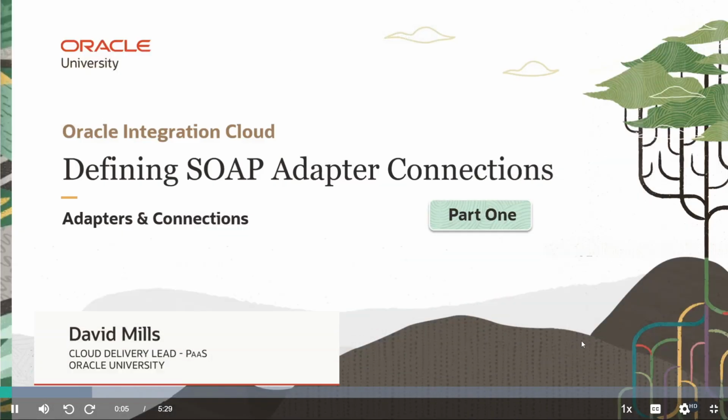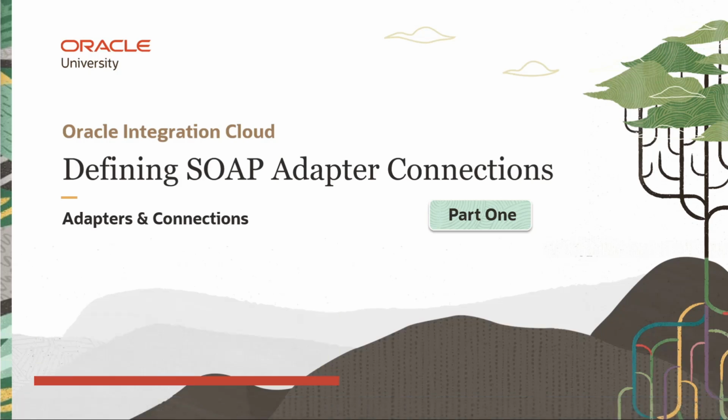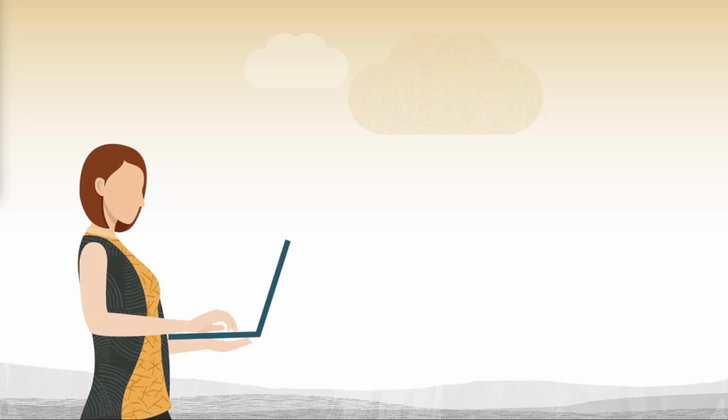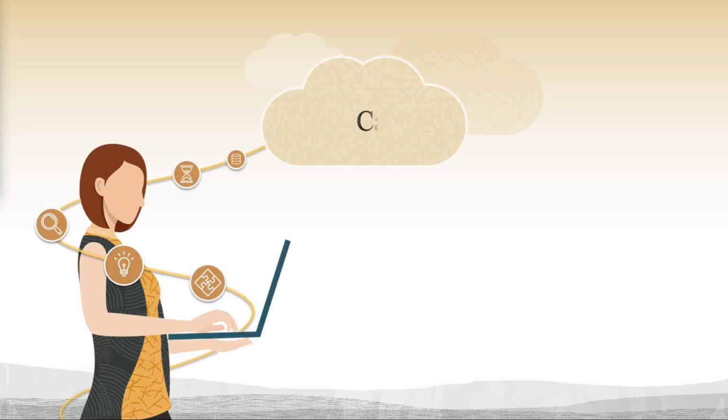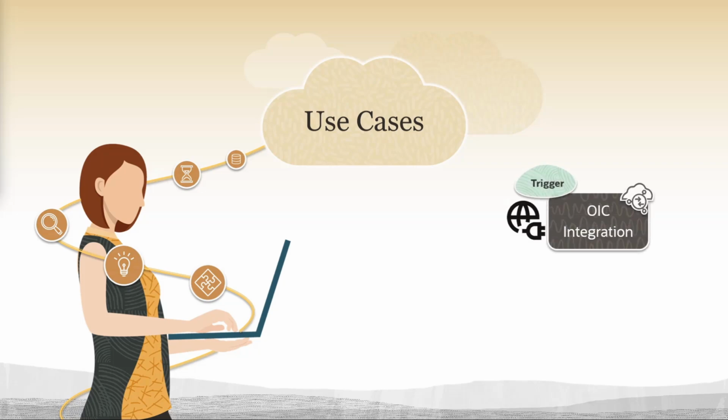Welcome. In this lesson, we'll look at the options you have for defining connections using the generic SOAP technology adapter. Let's get started. First, as with most connections, there are two high-level use cases. You can create a new integration and design an interface based on a WSDL for integration clients by defining a SOAP adapter connection in the trigger role.